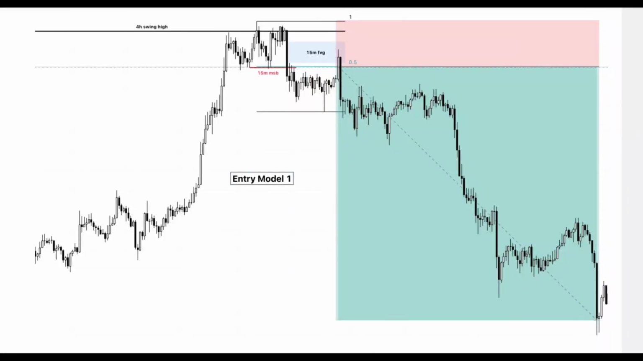Hey everybody, YTG here, and today we will discuss another ICT trading strategy. Today it is actually a modified form of the ICT trading strategy. I have used this and it works.